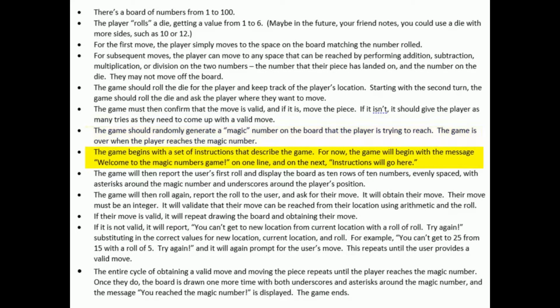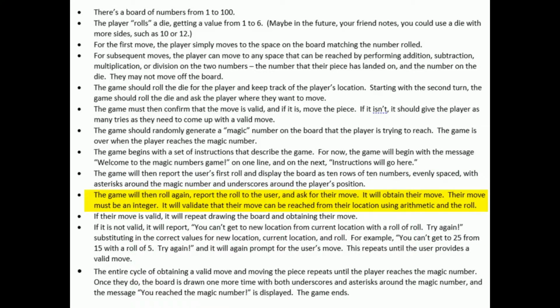When the game runs, it begins with a set of instructions that describe the game. Your friend will provide those instructions. For now, the game will begin with the message "Welcome to the Magic Numbers game" on one line, and on the next, "instructions will go here." The game will then report the user's first roll and display the board as 10 rows of 10 numbers, evenly spaced, with asterisks around the magic number and underscores around the player's position. The game will then roll again, report the roll to the user, and ask for their move. It will obtain their move.